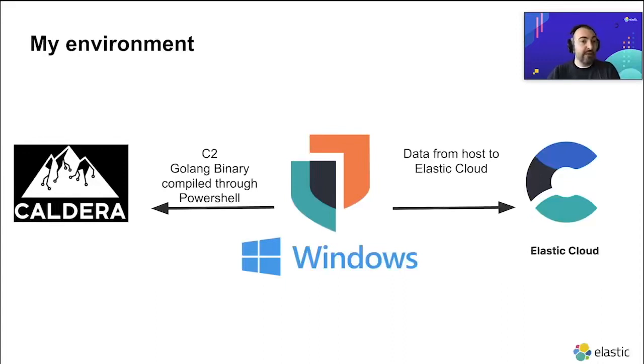So a little bit about my environment. It's fairly simple. I've got Caldera running in the cloud. Also, I've got a Windows host running in the cloud. I'm running Sysmon, collecting Windows security event logs, and also the endpoint security agent. Now with Caldera, it compiles the binary through PowerShell in Golang, which is pretty cool. And then I'm just sending this data to Elastic Cloud. So for listeners on this talk, you can spin up a free 30-day trial of Elastic Cloud, or alternatively, you can run this on-prem. So you're pretty flexible in your deployment options.